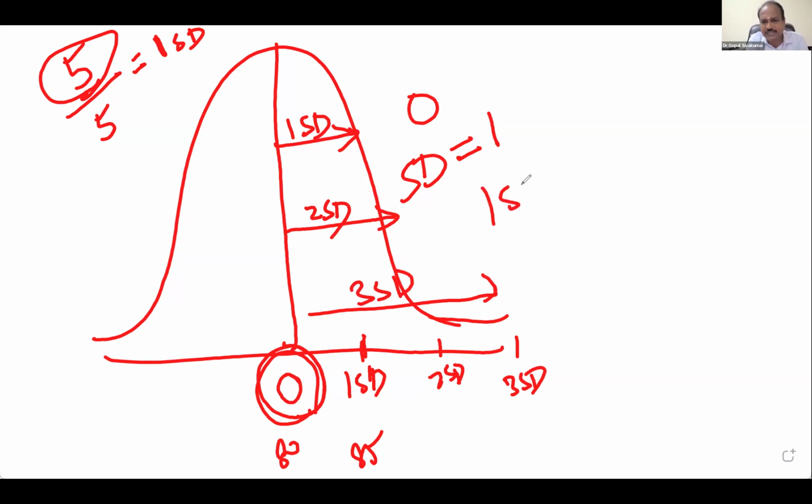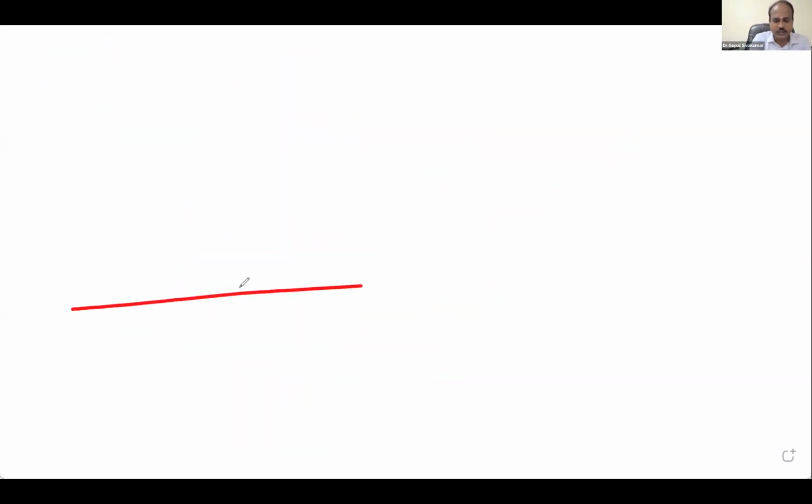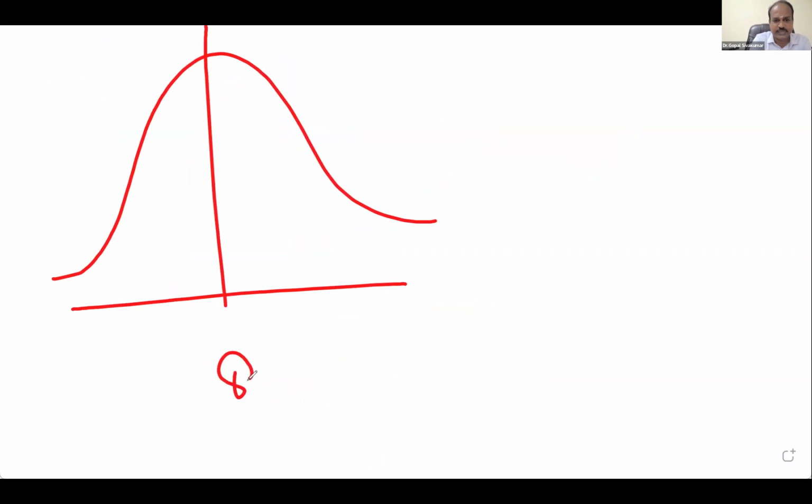But what is 1 standard deviation? The standard deviation is 5, so 1 into 5 is 5. Do you understand what I'm telling here? So, if you talk about a distribution with the average as center and standard deviation as 1, this distribution is known as the standard normal distribution. Do you get my point, all of you? Please note, I draw a bell curve. This is 80 and this is S equal to 5.